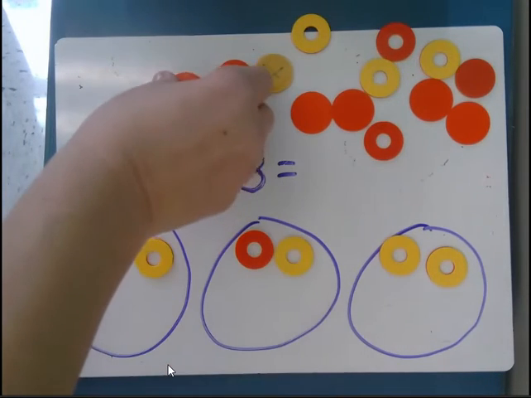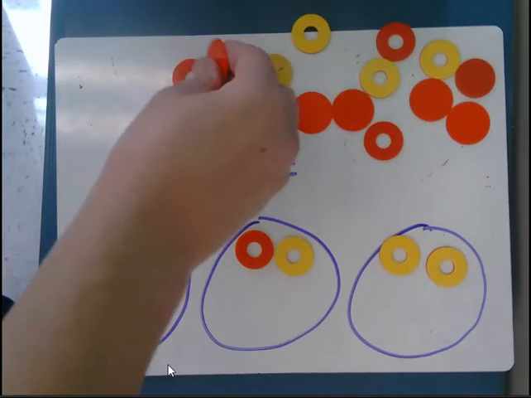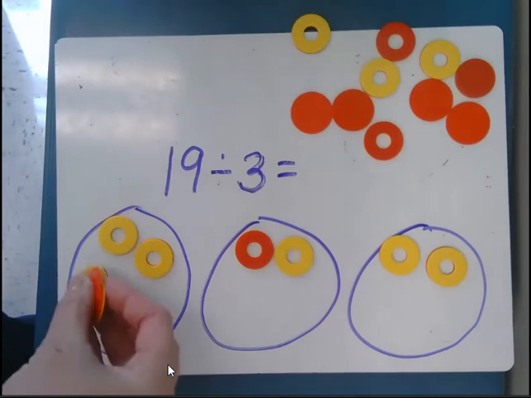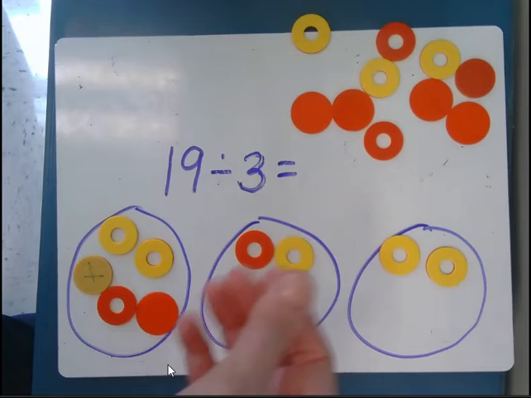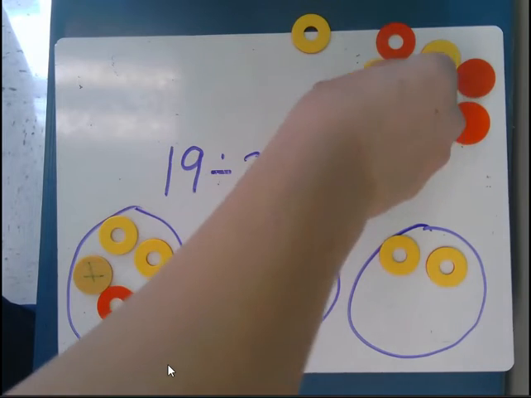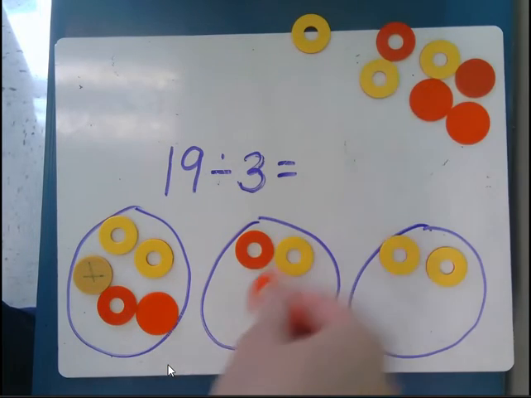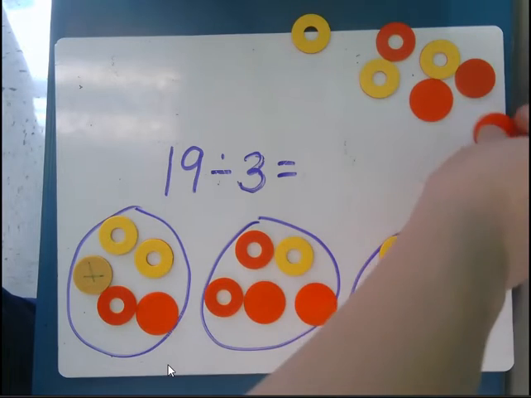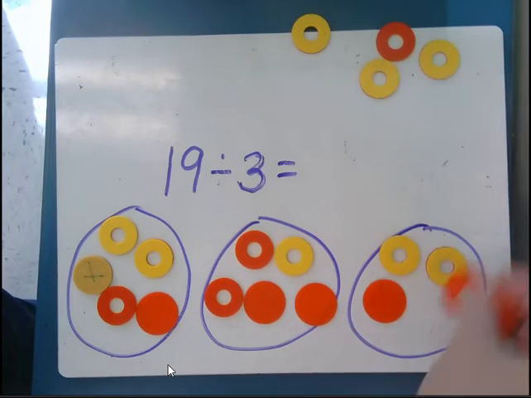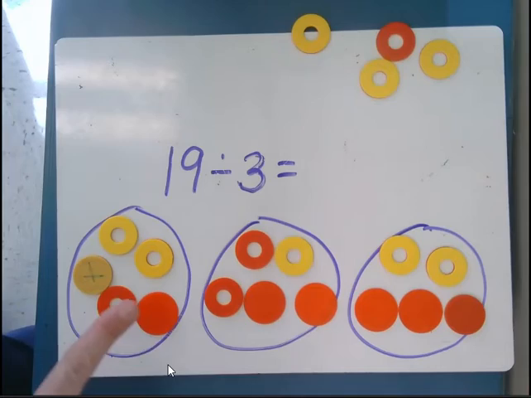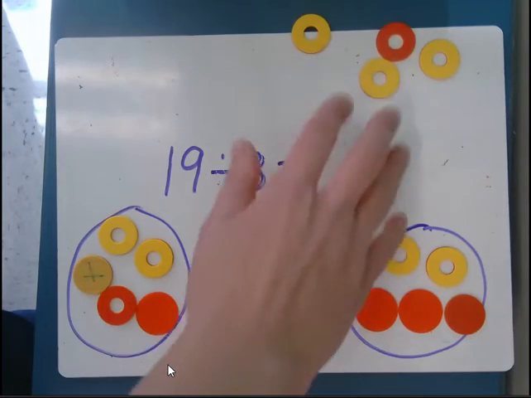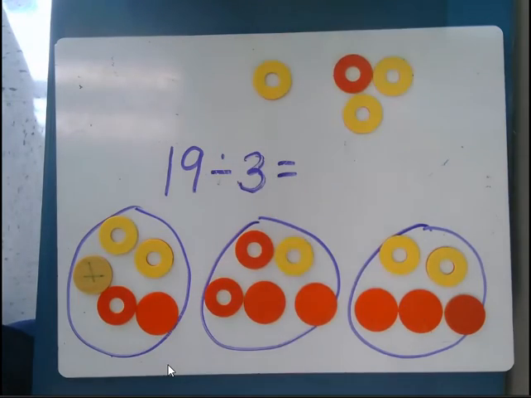So for example, I think I could put 3 markers in each circle next. Let's see. If I put 3 here, I have to share equally. So I'm going to give circle A 3. That means I've got to give circle B and C 3 as well. Okay? So that's true. I notice that I only have 4 left.